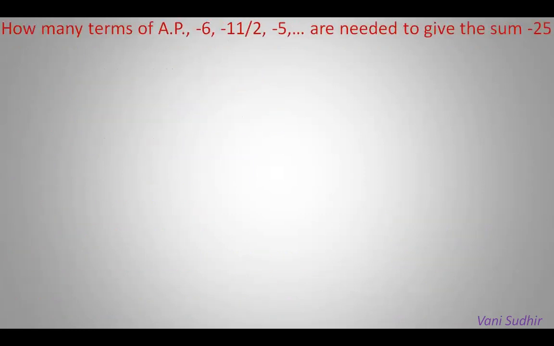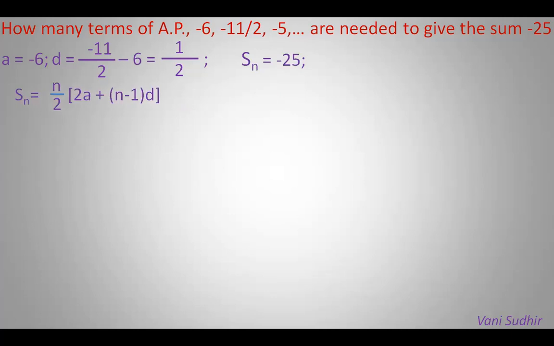Next, now important problems. How many terms of the AP are needed to give the sum minus 25? Here the sum is given, we have to find the number of terms. First term is 6. The common difference is a2 minus a1, we are doing: second term minus 11 upon 2, minus 6. If you do cross multiplication, minus 11 minus of minus 6 will give plus 12, so 1 upon 2 we will get. And Sn they have given is minus 25. We take the sum formula, Sn equals minus 25.